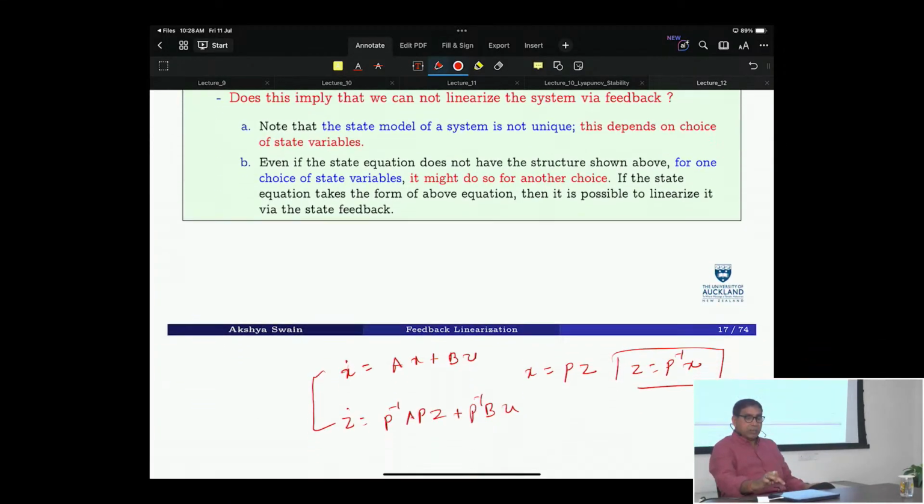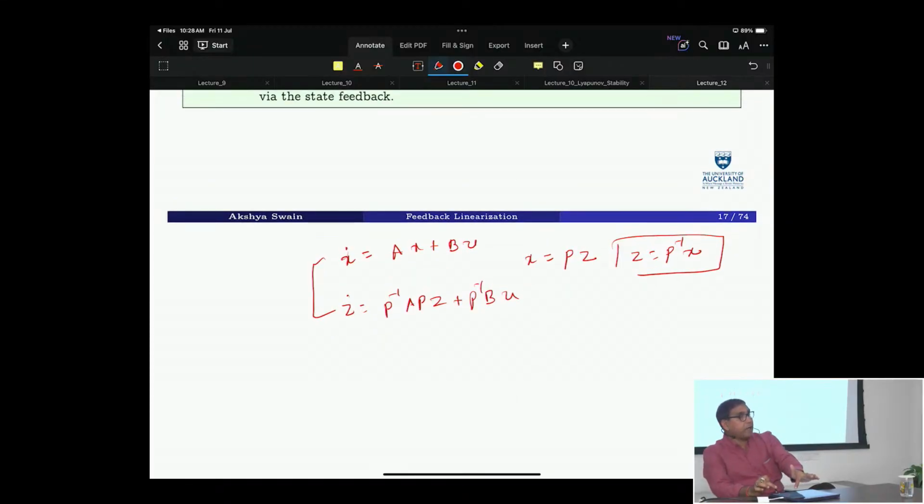For a linear system, you can transform it by suitable choice of the P matrix. You can select P so it becomes controllable canonical form, observable canonical form, or diagonal canonical form. All those who know control theory know it. A similar thing you can do for a nonlinear system. I will tell you an example of how this transformation works.